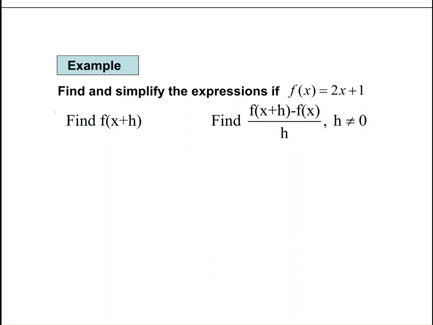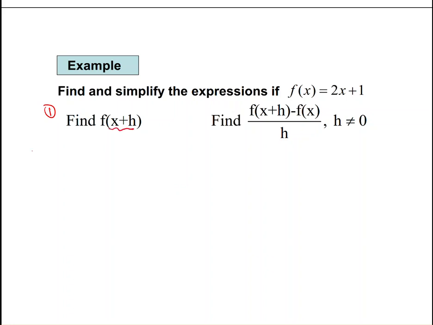Alright, so I kind of broke this down to a first step and a second step, and we'll call that step 1. So we have the function f of x equals 2x plus 1. And we want to find the expression or the difference quotient f of x plus h minus f of x, all divided by h. So you may find it helpful first to find f of x plus h.